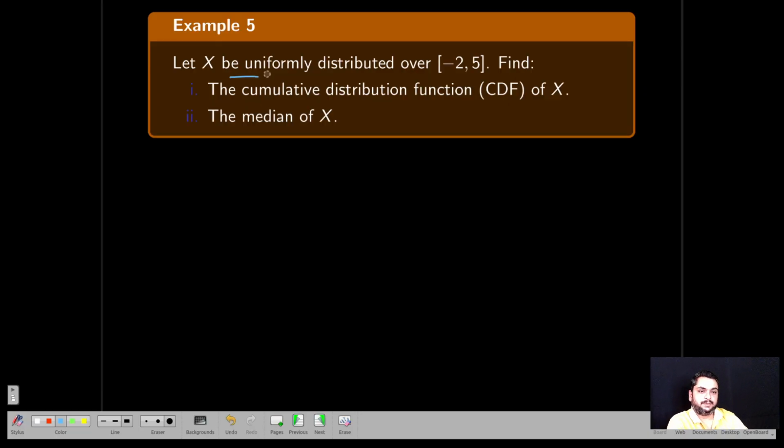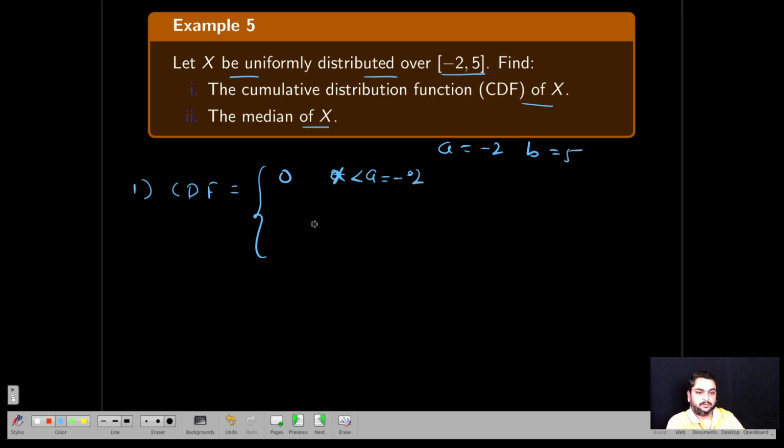Next, let x be uniformly distributed over minus 2 to 5. Find the CDF of x and the median of x. What is the CDF? CDF is equal to 0 if x is less than a. Here a is equal to minus 2, b is equal to 5. So if it is less than minus 2, then it is 0. It should be 1 if x is greater than b, that is 5. So what is in between? It is x minus a divided by b minus a in the interval minus 2 to 5.